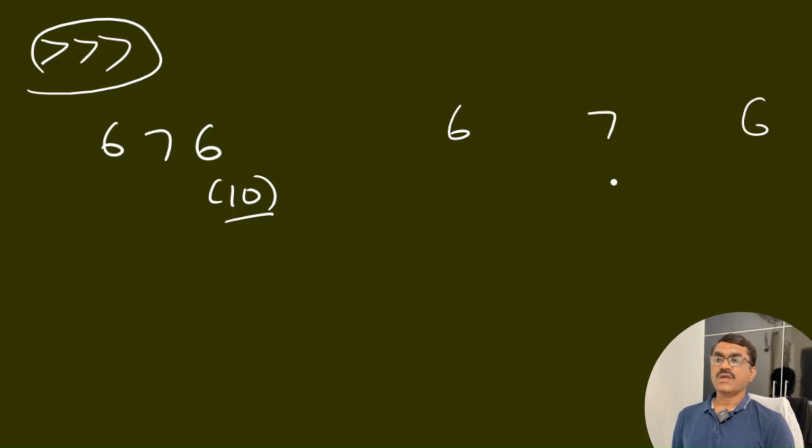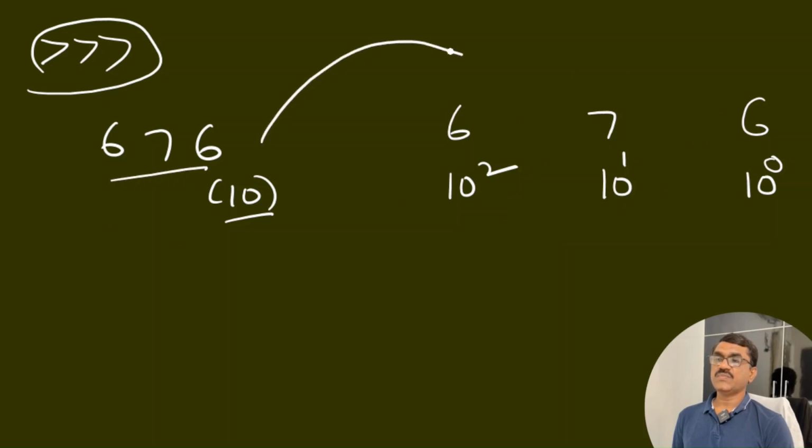676. Now, you take the position of 6. 6 is in the units position. So here we write it as 10 to the power of 0. And here we write 10 to the power of 1. Here we write 10 to the power of 2. Now, when you calculate the result, again we are going to get 676.